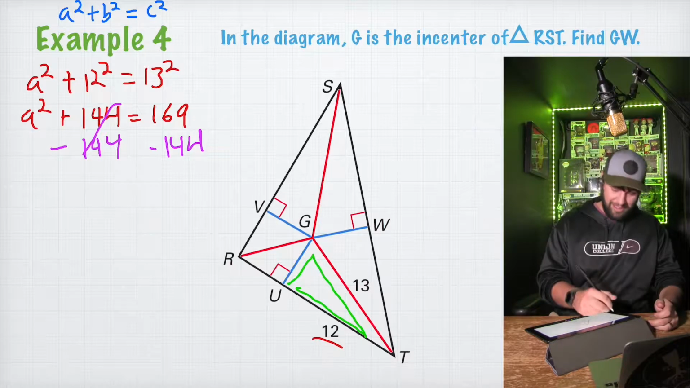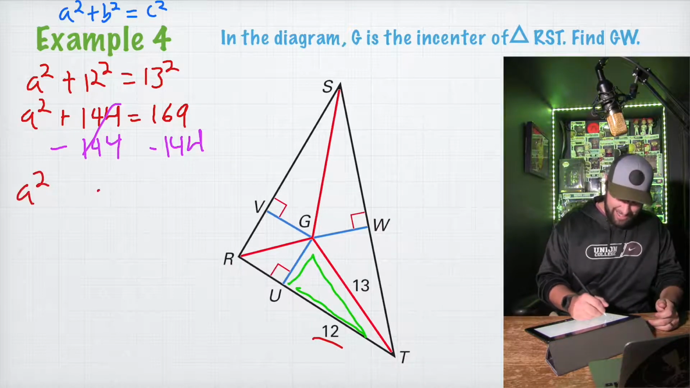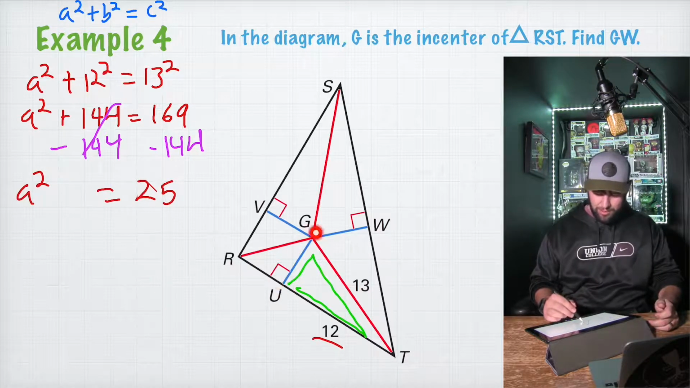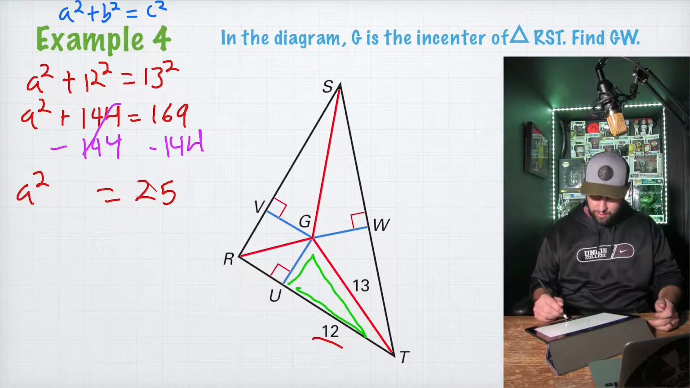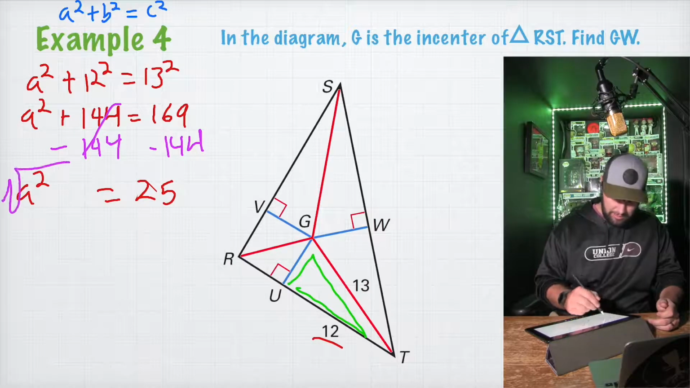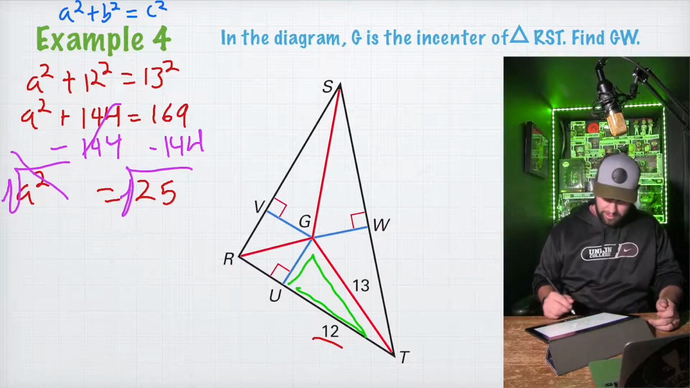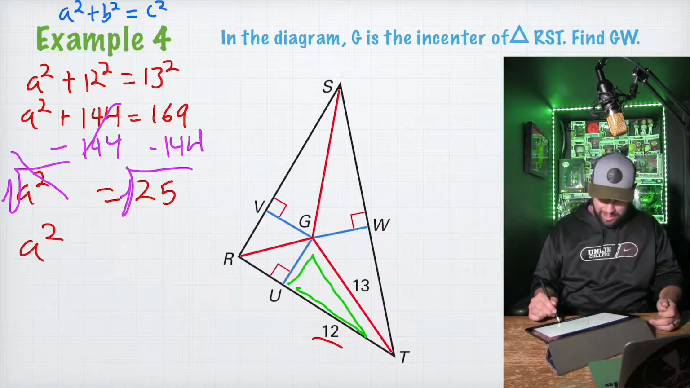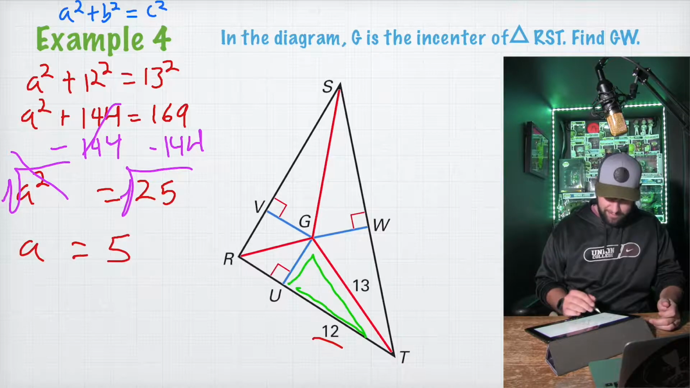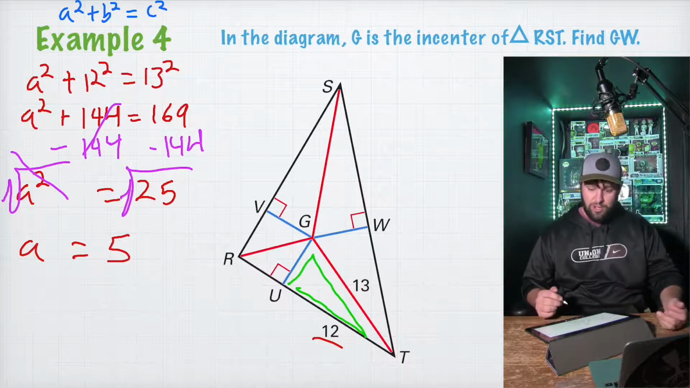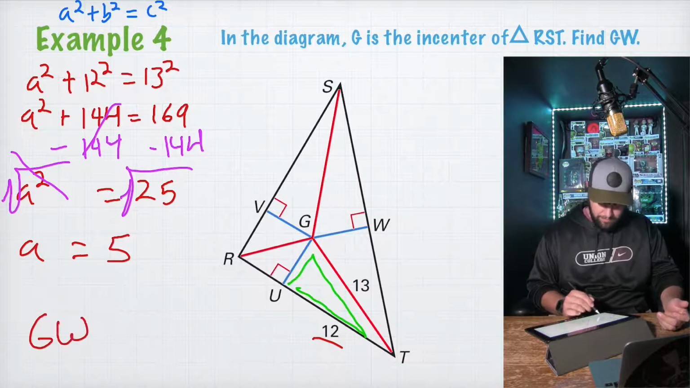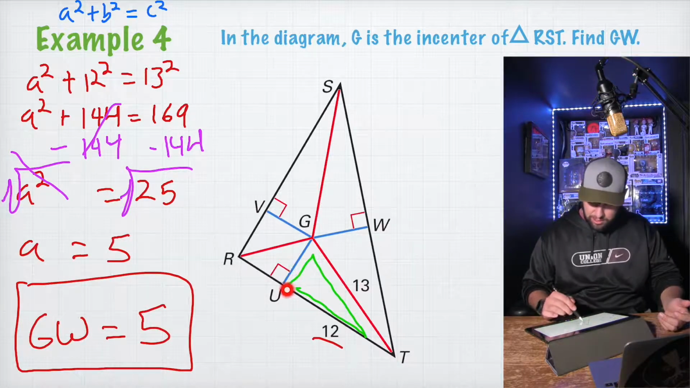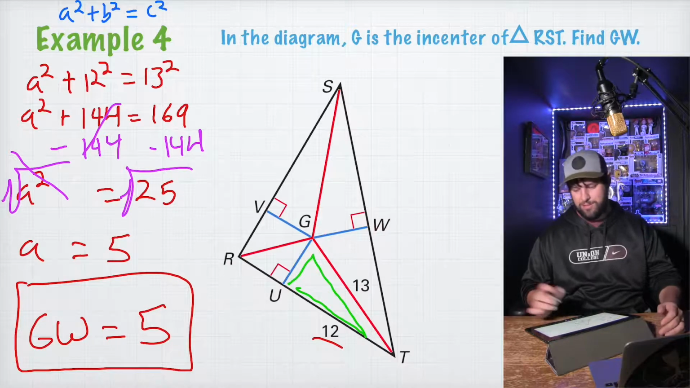This is a blast. Okay, a squared equals 25. So to finish solving for GU, the length of GU, we just have to take the square root of each side. Okay, these cancel out. A squared, A equals 5. So GU equals 5. So the length of GW would also equal 5, because GU, which we solved for, will be the same as GW.